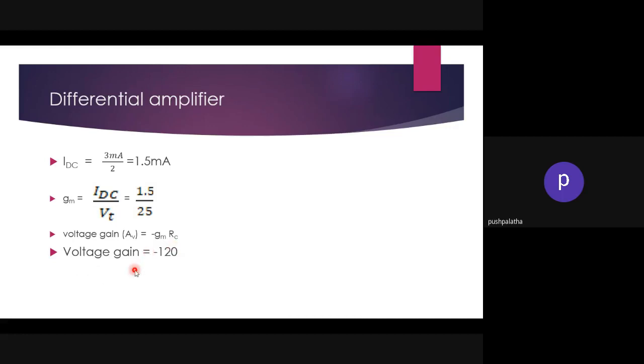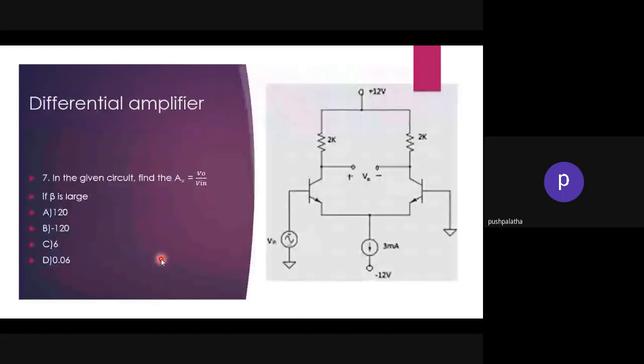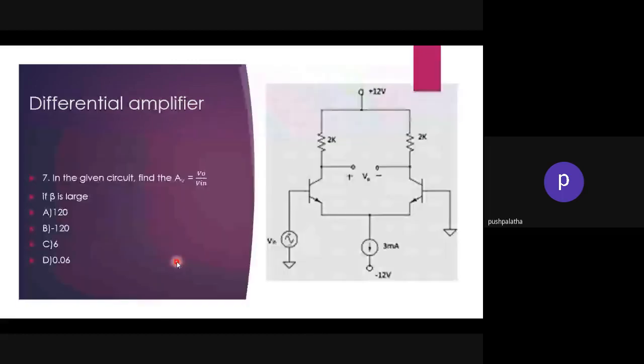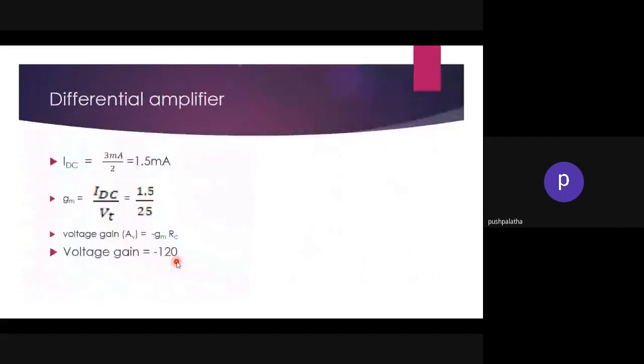So the voltage gain is equal to minus 120. This is the GM value we have got, and if I substitute the RC value, I get 120. So the option is minus 120. That is 1.5 over 25 into the 2K. So your voltage gain is around minus 120. So the option here is B. Clear? Okay.